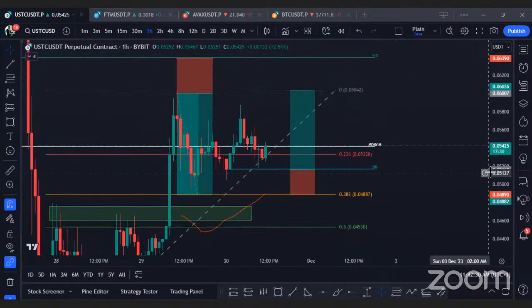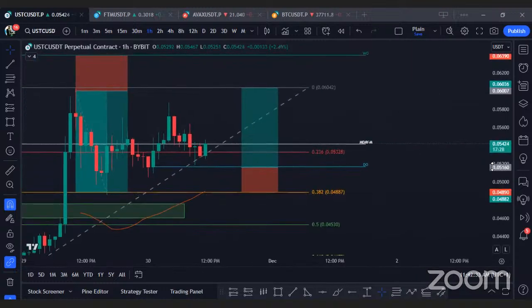Okay, so this is what happens. This is the price at which I'm going to enter for long: 0.5160. That is the price I'm entering as a long trade. My stop loss will be 0.4890, and then my TP will be 0.60. That's what I'm targeting.